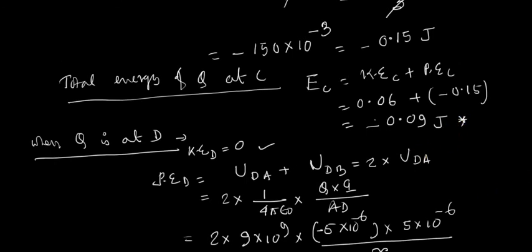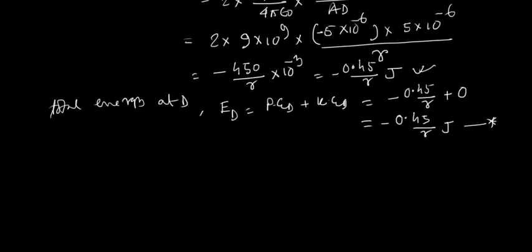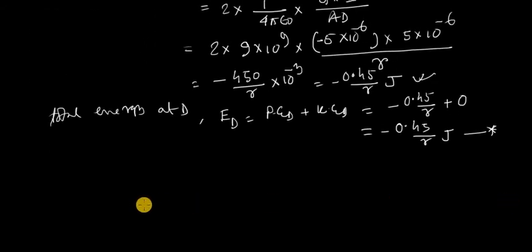Now a concept: since the electric field or electrostatic field is a conservative field, the total energy at any point, at all points, is constant. Since the electrostatic field is a conservative field, the total energy at any point is constant. Therefore, from the conservation principle, E at C is equal to E at D. That means E at C is nothing but minus 0.09, isn't it?